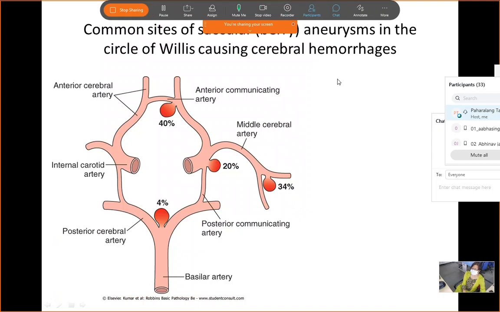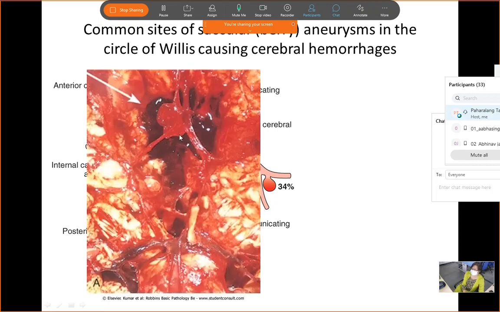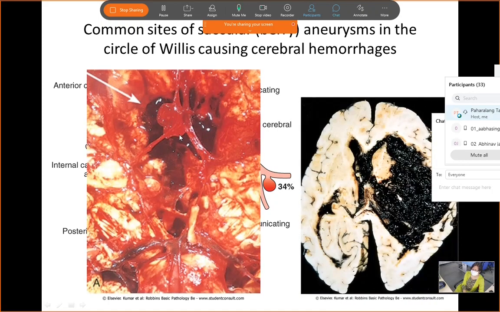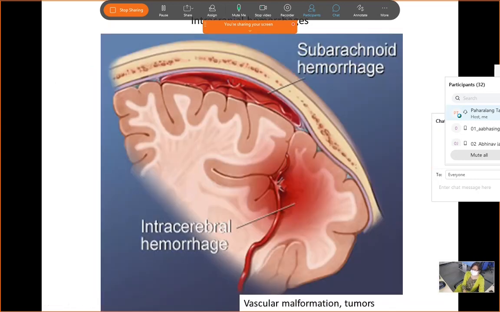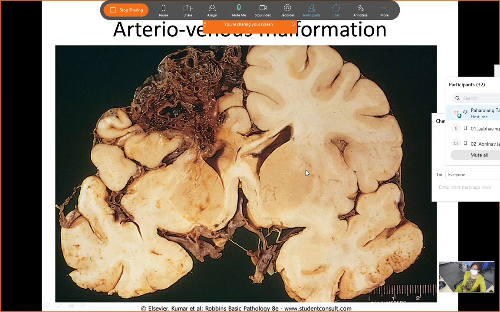So these are saccular aneurysms, which I know in anatomy you must have read. So I'm not going to go into details of it. You can just remember this, that there are some aneurysms, and these are dangerous because they can cause hemorrhage into the brain, and you can see that the brain gets replaced with hematoma because of the hemorrhage. These are intracranial hemorrhages, which may be subarachnoid. Subarachnoid means below the arachnoid, subarachnoid hemorrhage. It may be intracerebral hemorrhage, which may be due to vascular malformations like arteriovenous malformations.